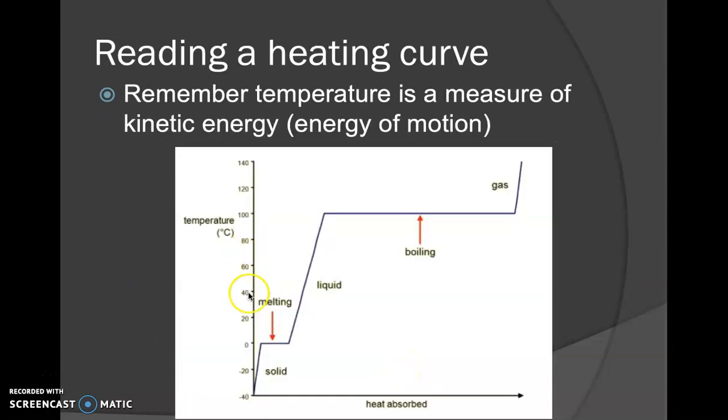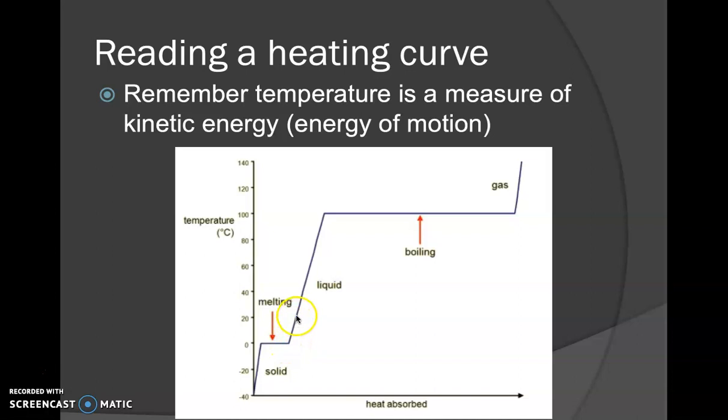When we're reading a heating curve right here, this is kind of how we can see how much energy. Now, temperature, as we've learned, is a measure of kinetic energy, which is the energy of motion. So it's how quickly those particles are vibrating. So when it's a solid down here, it's at a very low temperature. Notice that during our phase change, melting, the temperature doesn't change. That's not because energy is not being added to the system. What's happening there is all the energy that is added is going in to change from a solid to a liquid, which means the temperature can't rise.